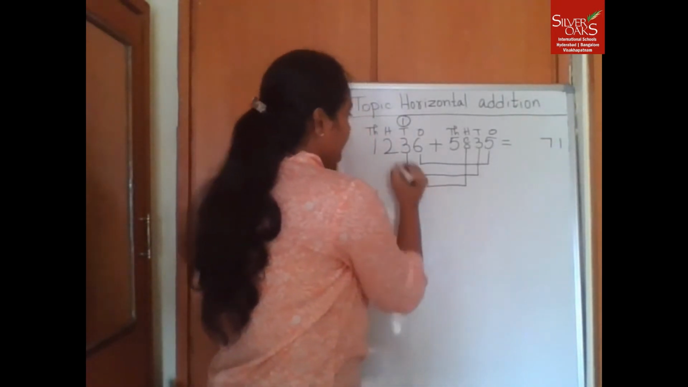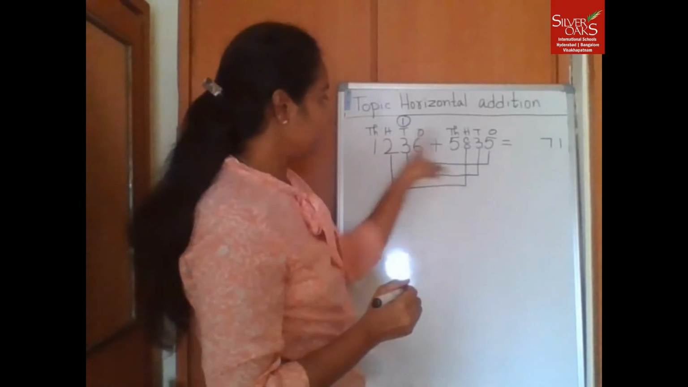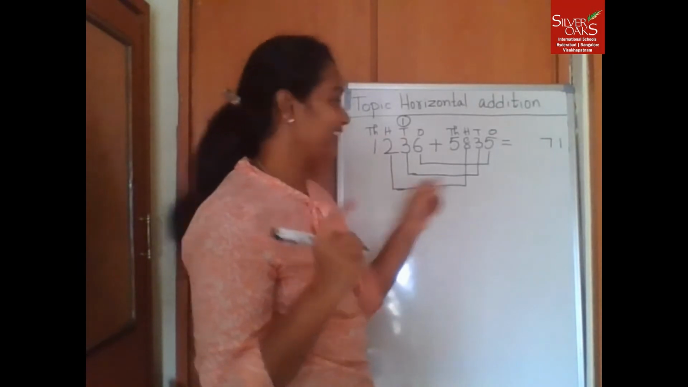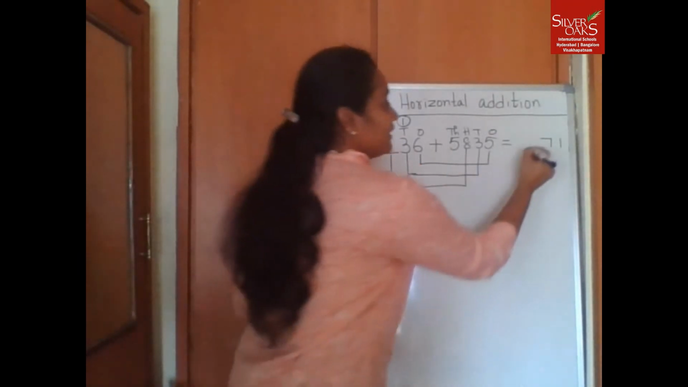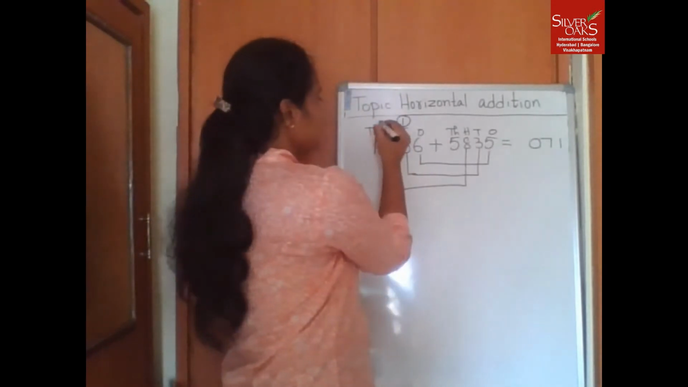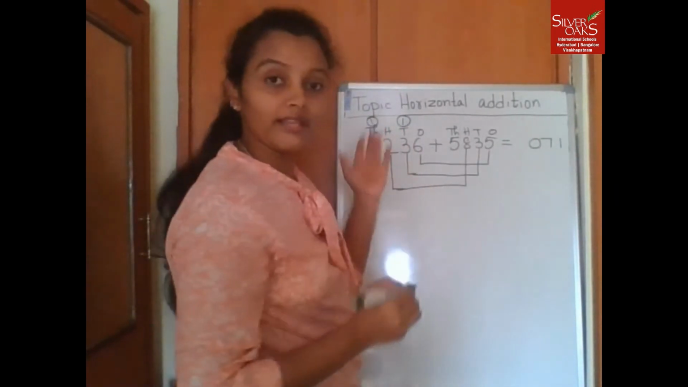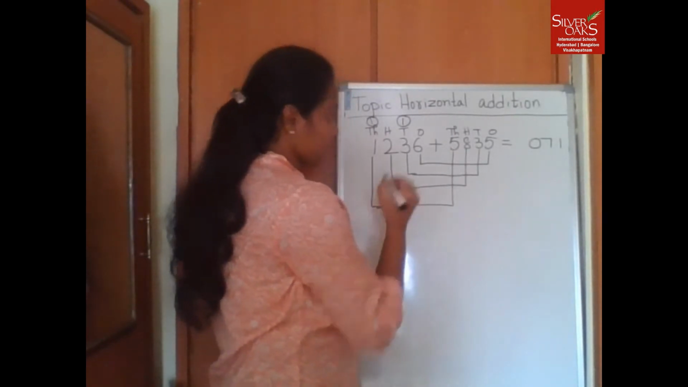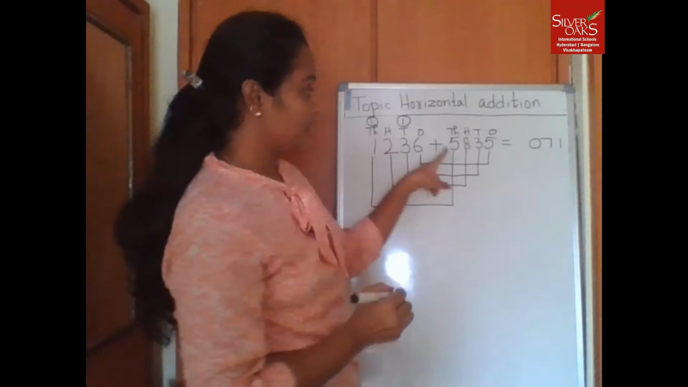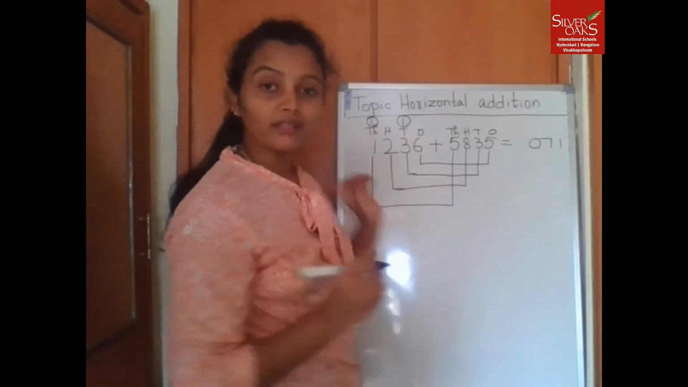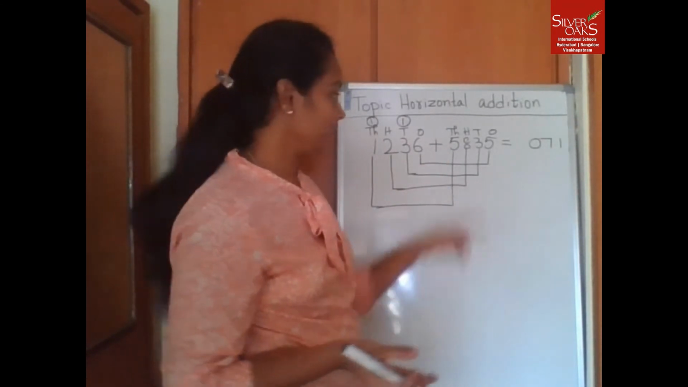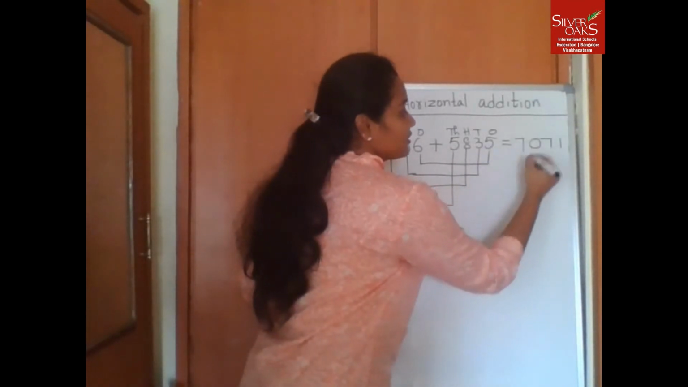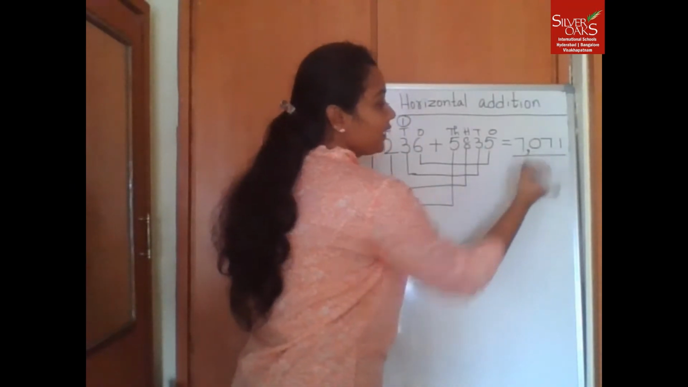Now add hundreds place. 8 plus 2. It's a combination of 10, right? So 8 plus 2 is 10. So write 0 and take 1 carry to the next place. Now thousands place and thousands place. 5 plus 1. Number plus 1 gives the after number, right? So 5 plus 1 is 6, plus 1 again is 7. So this is how you will do horizontal addition.